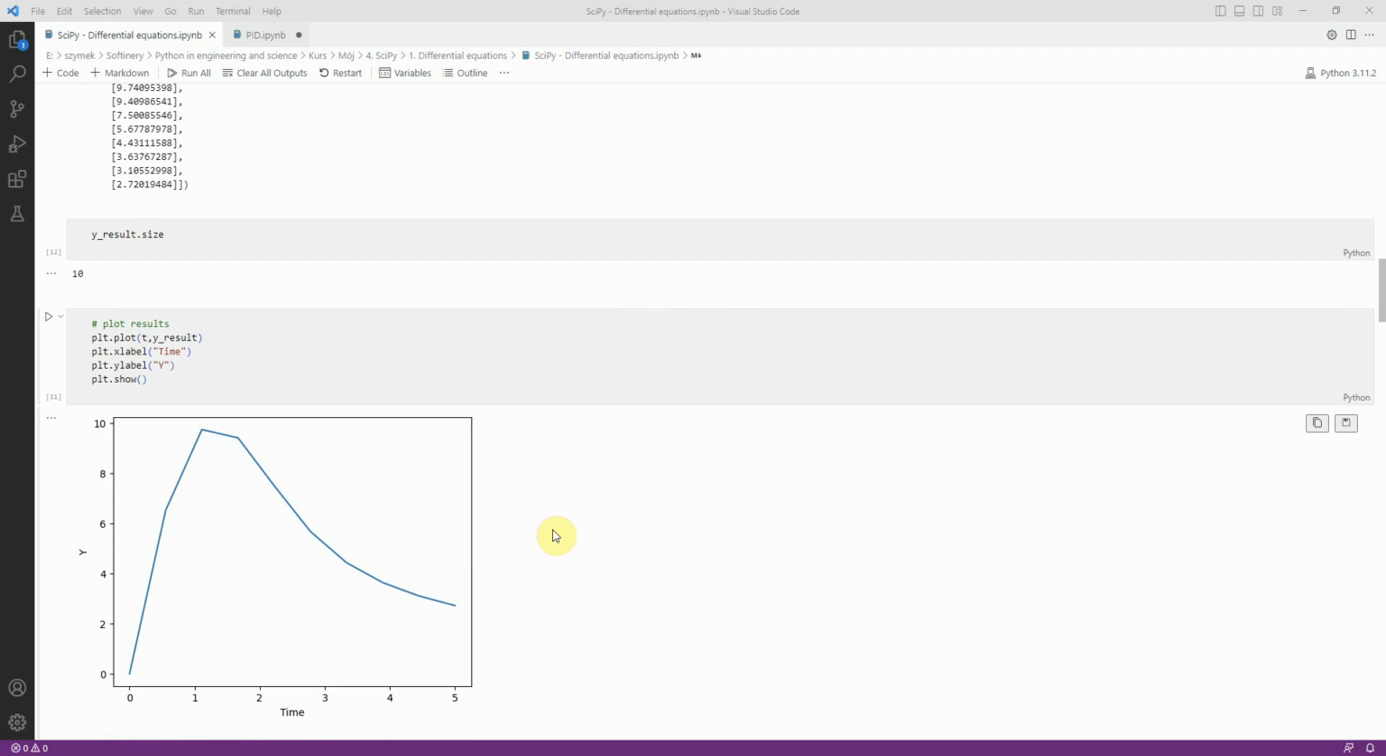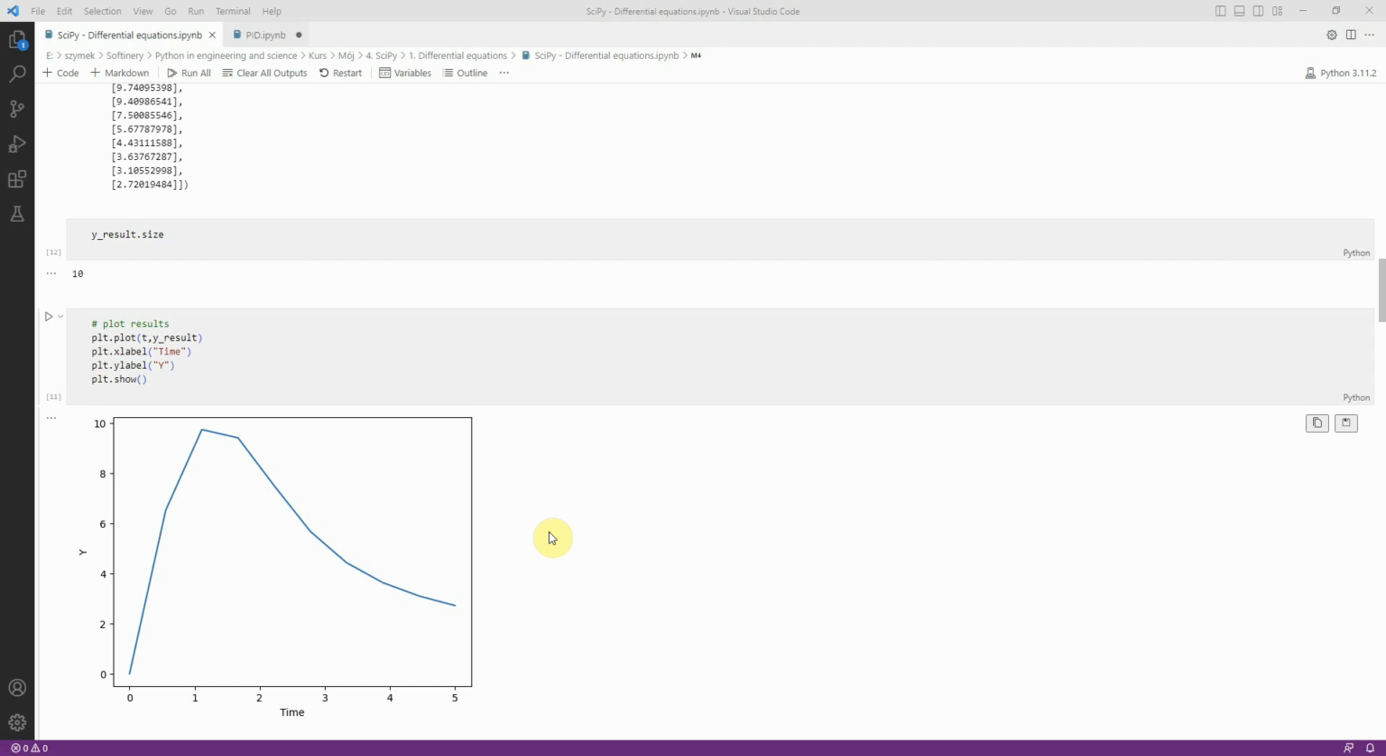Finally, we will make a simple plot. We use the plot function with two parameters, t, which is time, and y result, which stores the solution. We set x label and y label to describe the axes and show the plot. The curve represents the solution of the differential equation. It is the function y of t.